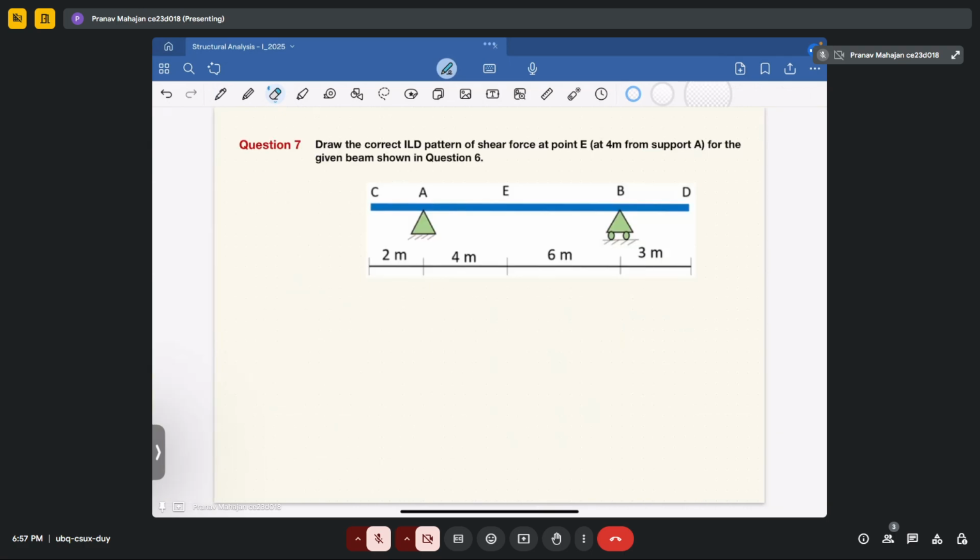So your next question tells you draw the ILD for the shear force at point C. Now earlier we have drawn the bending moment diagram. Now we have to draw the shear force diagram at point C. So to draw the shear force diagram, what we will do? We will apply a unit shear at point E. Okay. So if you are applying unit shear, it will be like this. Fine. Now due to this, how you will draw the shear force diagram?